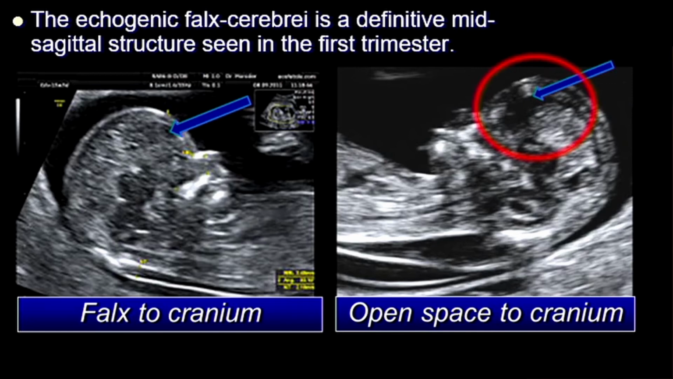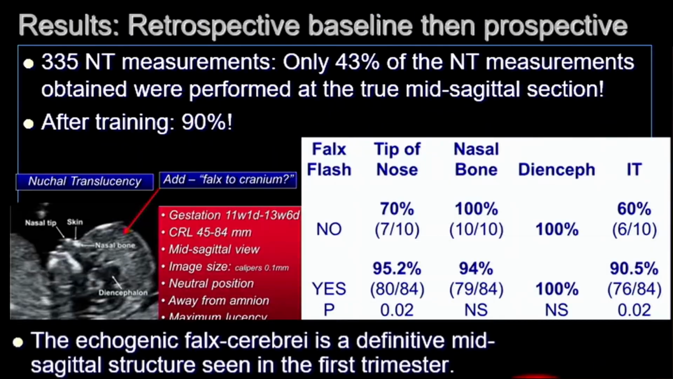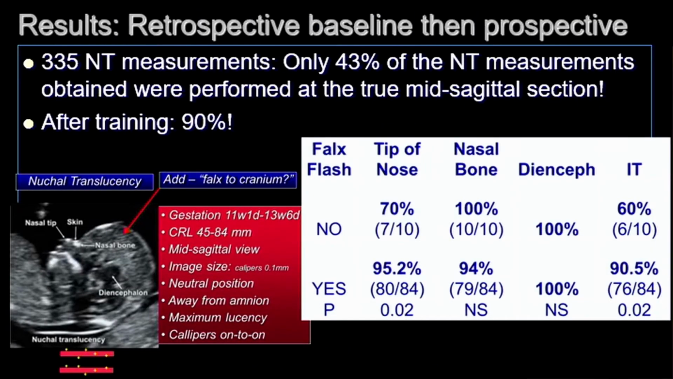So the picture here shows there is an open space to the cranium above the choroid plexus, whereas here we have the falx all the way to the cranium in performing what I call a falx flash as you move your transducer from side to side. If you stop right at this moment and at this point, it will actually improve both identifying the tip of the nose and the intracranial translucency will become more clear. So looking for the falx in first trimester is more than academic, it's actually helpful in identifying the mid-sagittal plane.